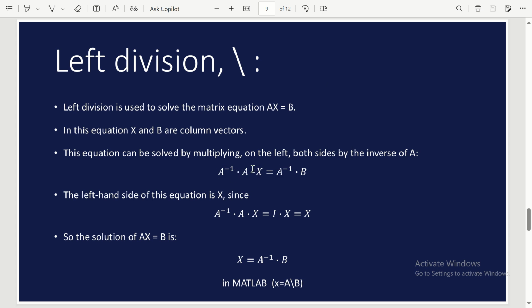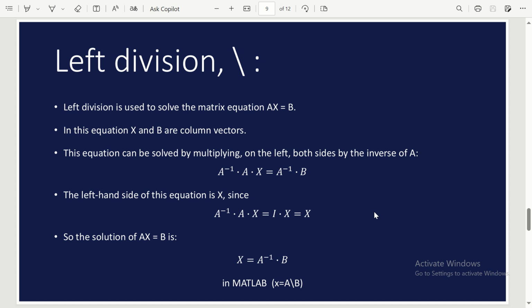So A inverse into A into X is equal to A inverse into B. Now A inverse into A is nothing but the identity matrix. So this will become I into X, and ultimately it is X. So X is nothing but A inverse into B. This will be the solution of the linear equation Ax = B. In MATLAB we will write this as X = A left division B.